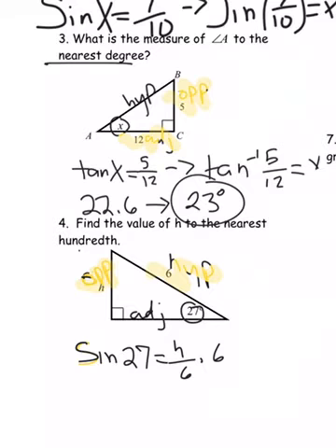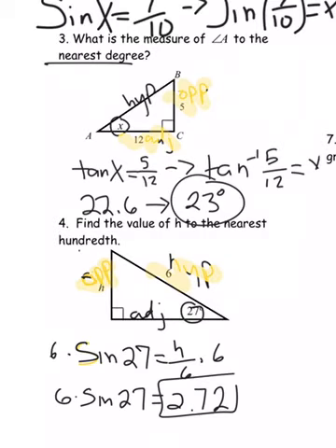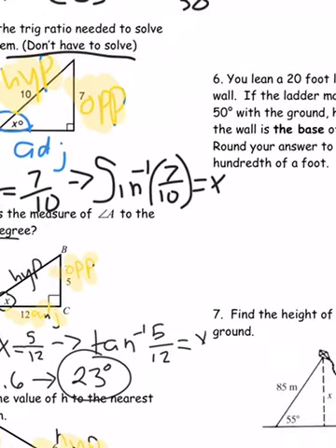Number on the bottom, you're going to multiply to both sides. 6 times the sine of 27 equals 2.723. This one says round to the nearest hundredth, so 2.72. Okay, most of these should be pretty easy.